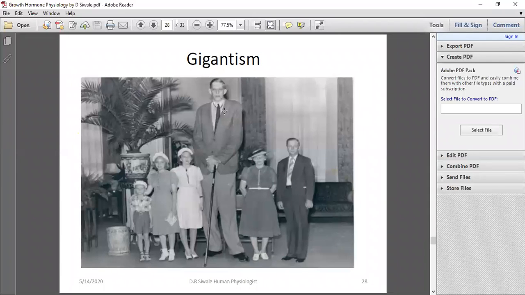Are you able to see this picture? Yes, sir. So this person has gigantism due to oversecretion of growth hormone. So it happens. That's the science behind gigantism, and most of it you learn in more detail in pathology.